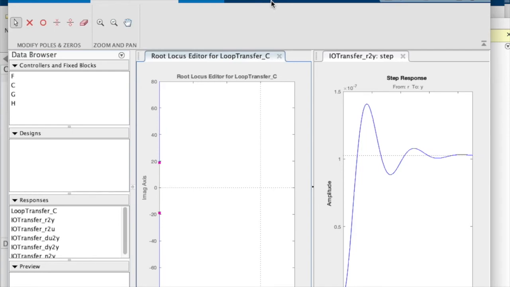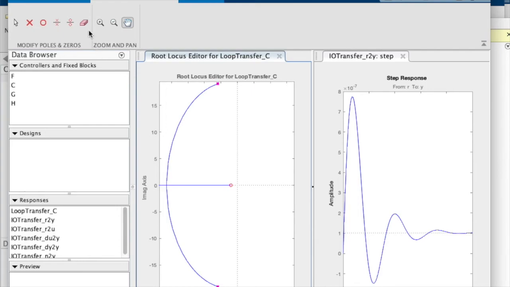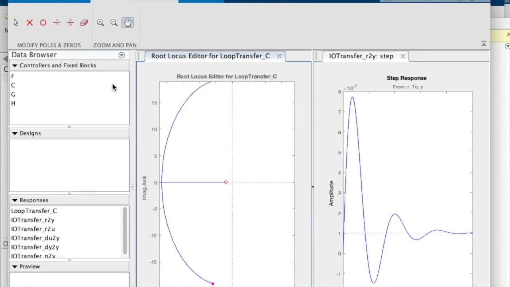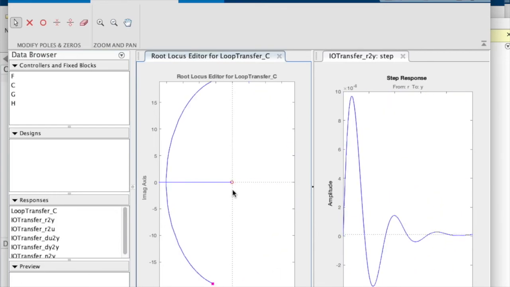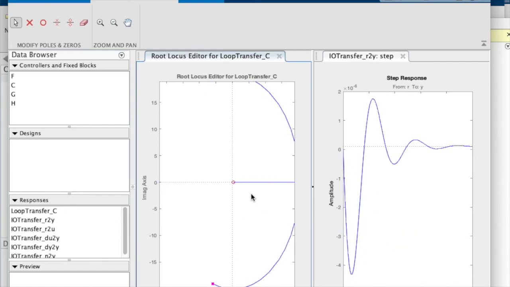Adding a zero will increase the stability of the system. You see, the system becomes more stable by adding a zero. Let me show you. If I bring the zero right at the origin, I would see what happens. Let me bring this over here. As soon as I go just to the right, it suddenly becomes unstable.